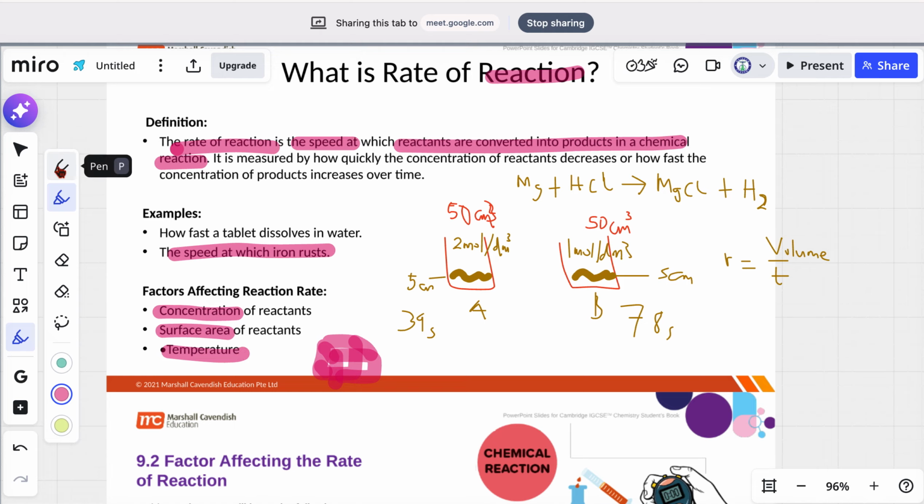But they are not only limited to these three factors. There are other factors, for example, in case it's a gaseous reaction, increasing the pressure of the gas will increase the rate of reaction. So let's add pressure to it.